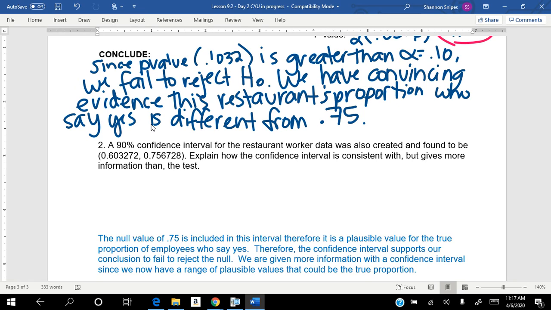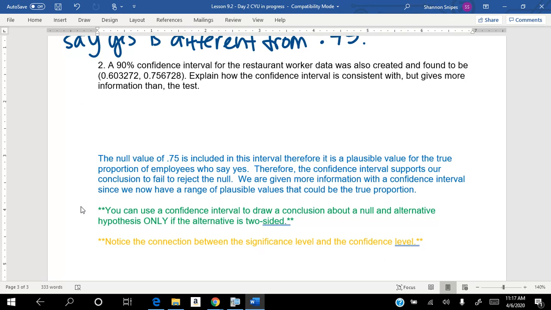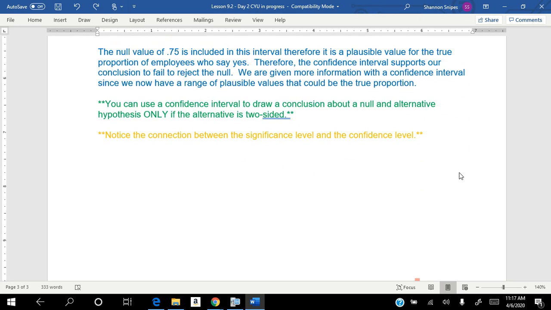We are given more information with a confidence interval since we now have a range of plausible values that could be the true proportion. So sometimes a confidence interval can be used to answer a test of significance. You can only use a confidence interval to draw a conclusion about a null and alternative hypothesis only if the alternative is two-sided. Notice the connection between the significance level and the confidence level. So now let's talk about why.